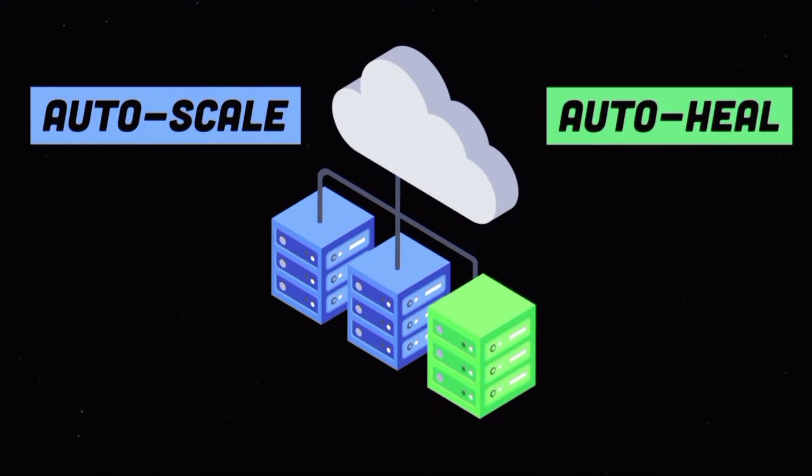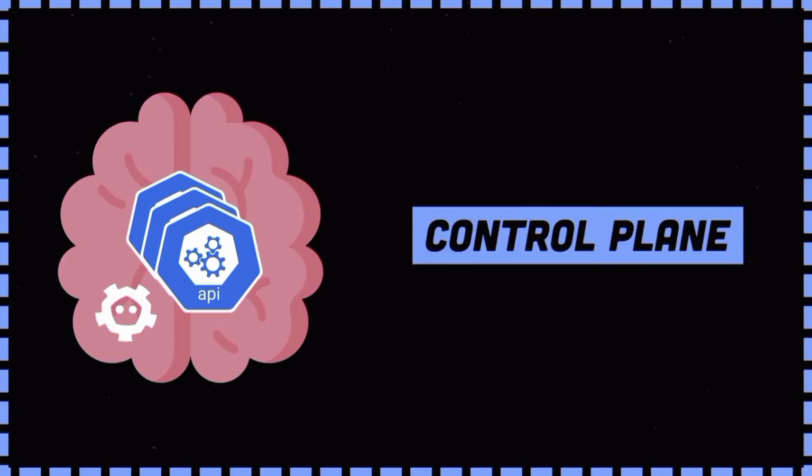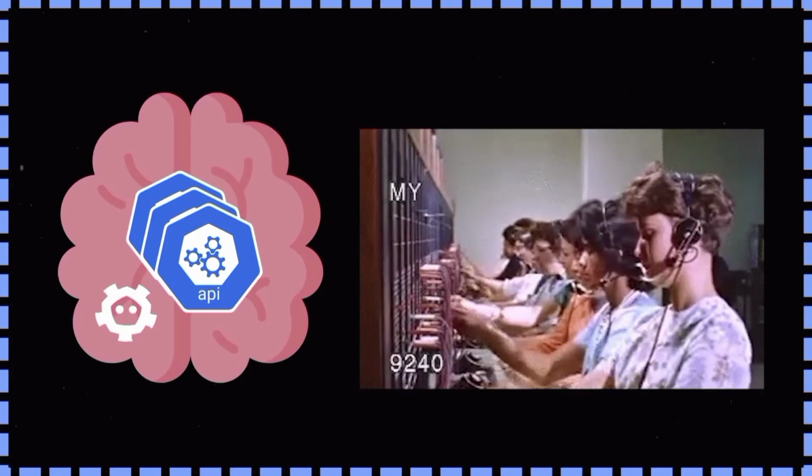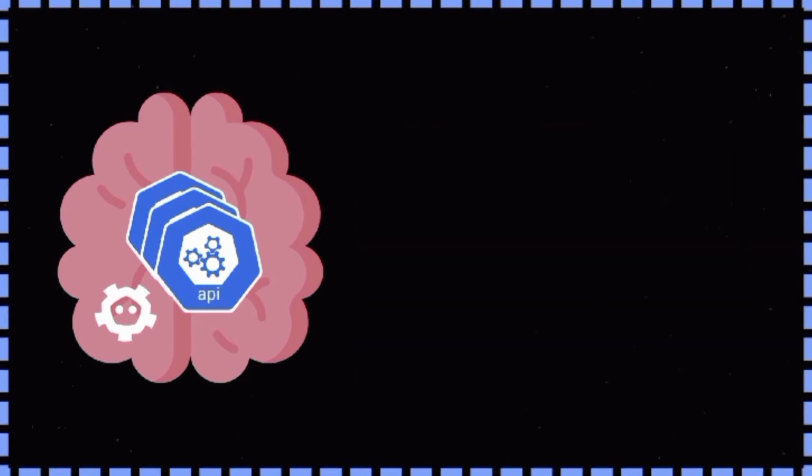A system deployed on Kubernetes is known as a cluster, and the brain of the operation is known as the control plane. It exposes an API server that can handle both internal and external requests to manage the cluster.